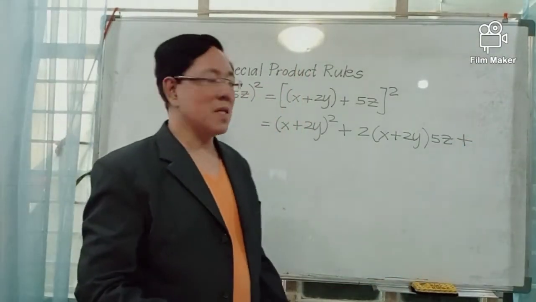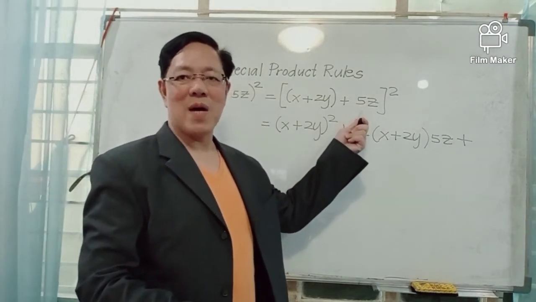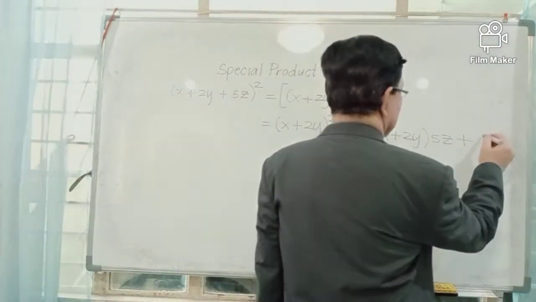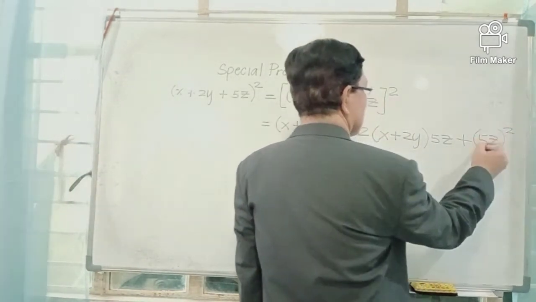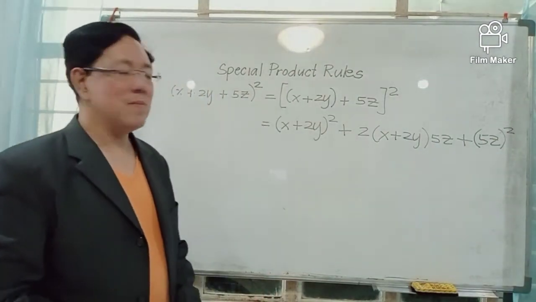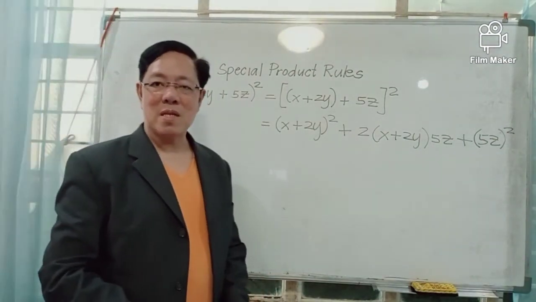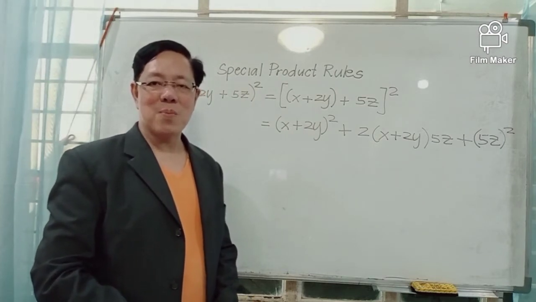And the last term is the square of the second term, the square of 5c. And we simplify each term by applying properties of exponents or another special product rule.